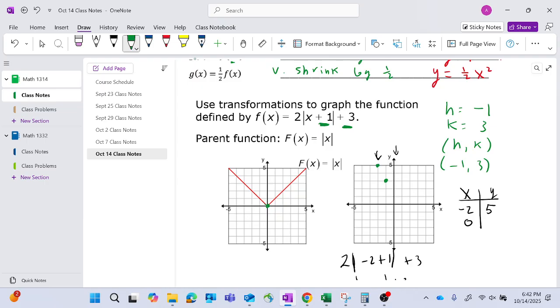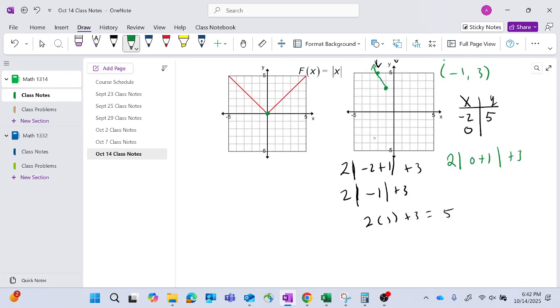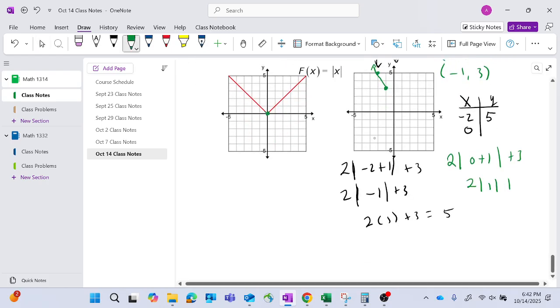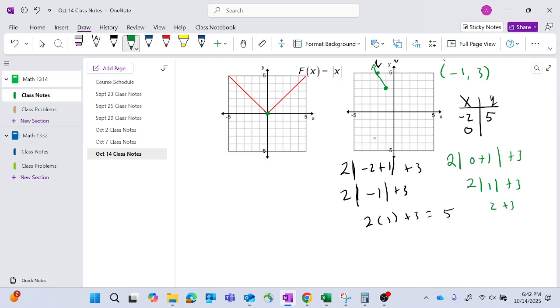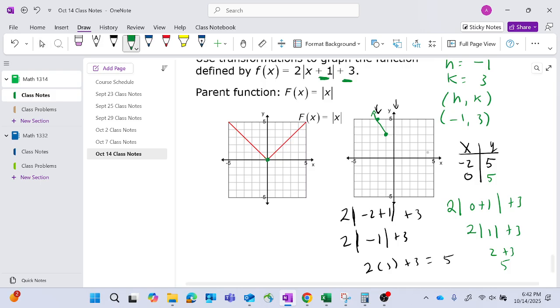What I'm trying to figure out is, what does it look like to the left side? What does it look like to the right side? Because once you have points, you just connect the dots. Make more sense? And then for 0, do the same thing. Plug that in: 2 times |0 + 1|, all plus 3. Or 2 times the absolute value of 1 plus 3. Well, absolute value of 1 is just 1, so you just have 2 plus 3, or also 5. So the point is 0, 5, and that's what it's going to look like.